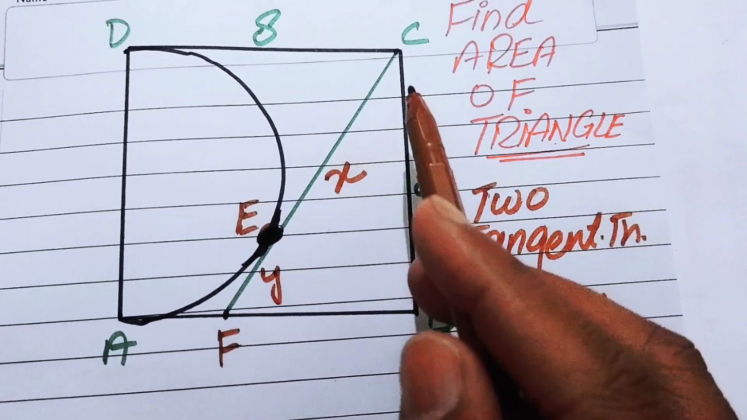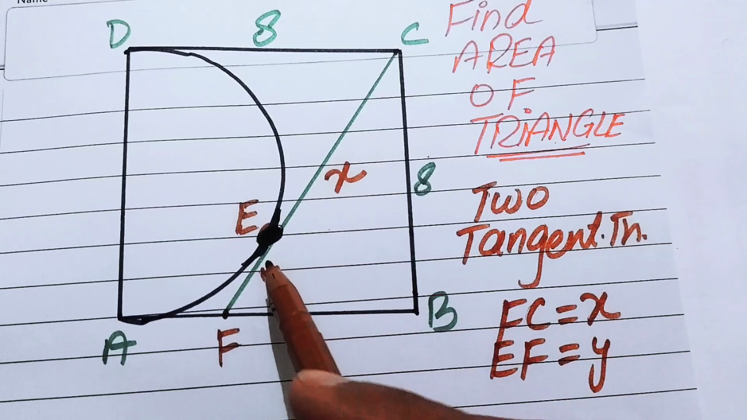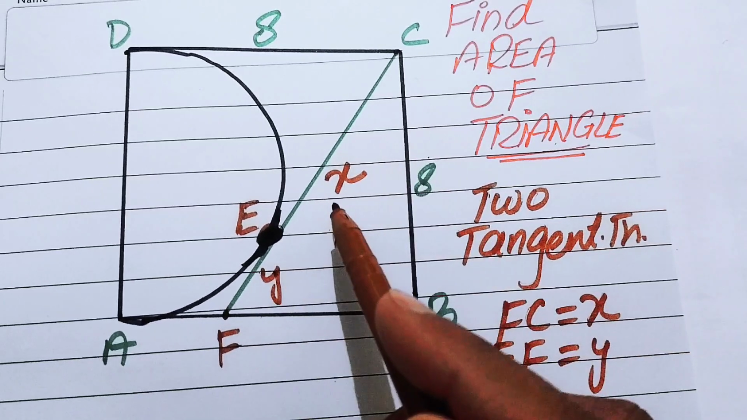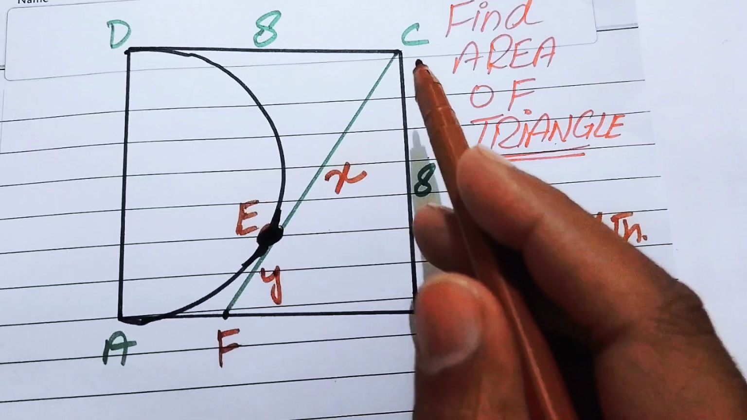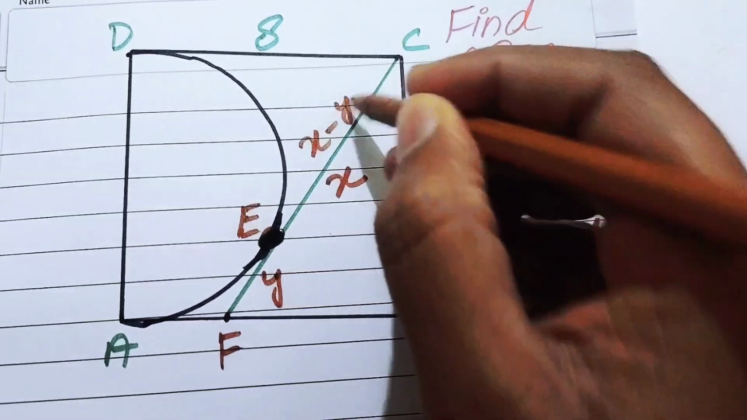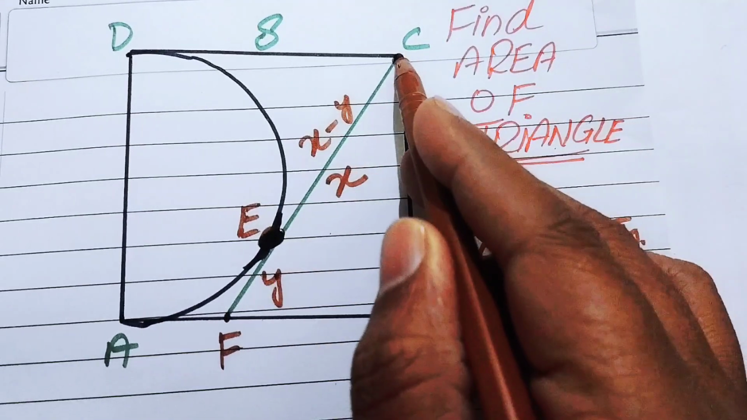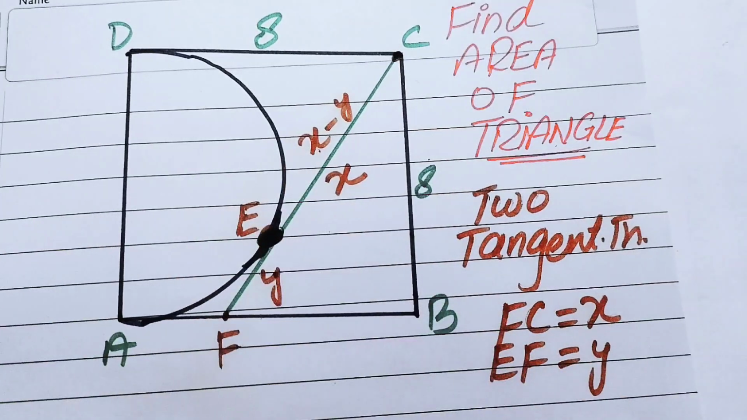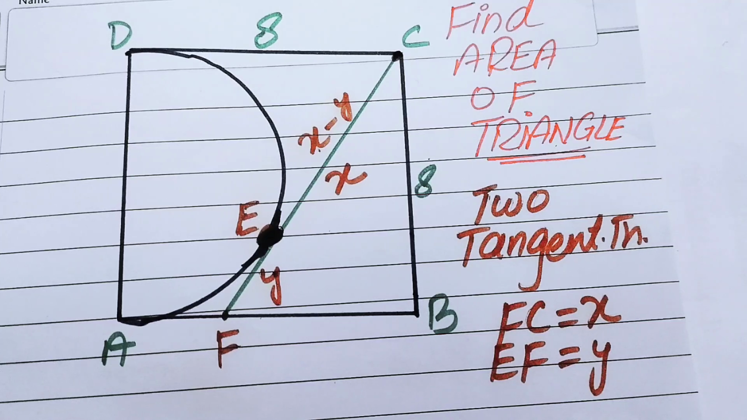So you see what the length of CE is, because here the total length CF is x. So the length CE equals x minus y. So this length from point C to E will be equal to x minus y.